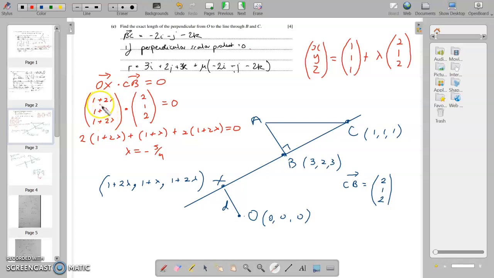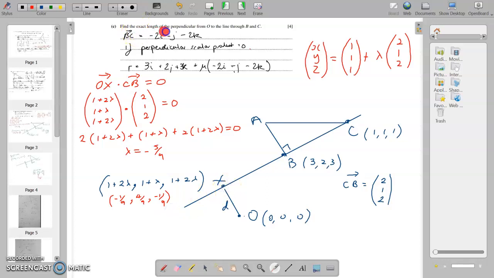Okay, so I've dotted the two vectors together, okay, and made it equal to 0, and I've solved for lambda. So lambda is minus 5/9. So therefore we have the coordinate of X. We just substitute lambda for minus 5/9. Okay, so I've substituted lambda for minus 5/9 in here to get our coordinate of X, which is minus 1/9, 4/9, and minus 1/9. There's our X coordinate.